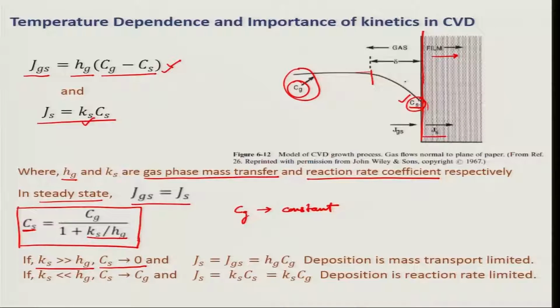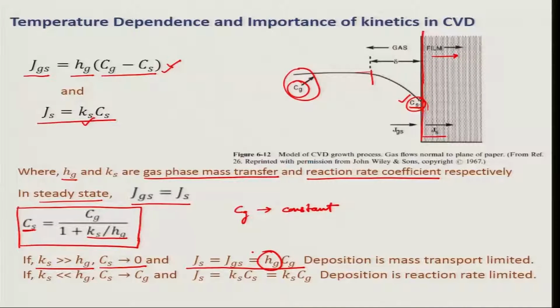So, whatever is coming to the surface is reacting to give you thin film very fast. Now, if that is happening, then my thin film deposition rate will depend on mass transfer. Then this reaction holds. If Cs is 0, then it will depend on my mass transfer. If the reaction rate is very high, then my deposition rate will depend on mass transfer rate.